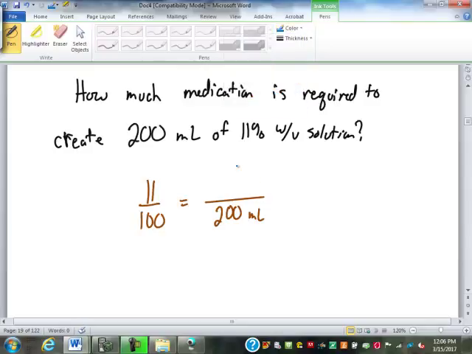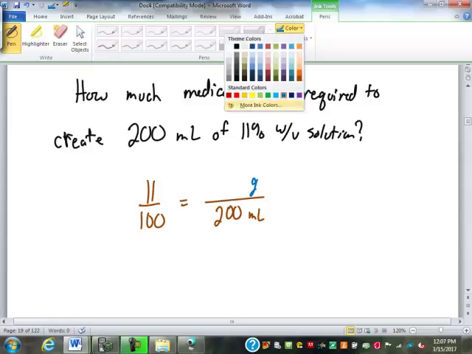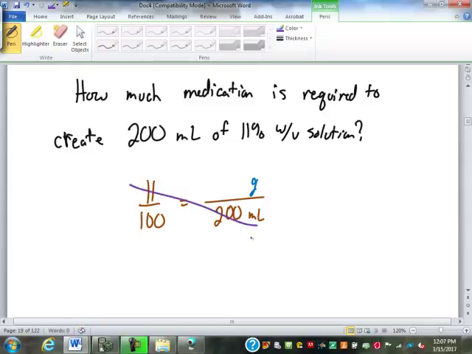Now here's a little bit different than many of these proportions because we know the unit on top is going to be grams. It's going to be slightly different. And we will cross multiply here and divide. 11 times 200 is 2200. Divided by 100 is 22. So it would take 22 grams of medication.